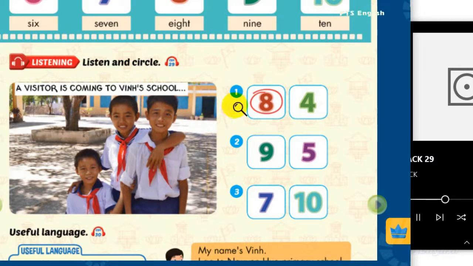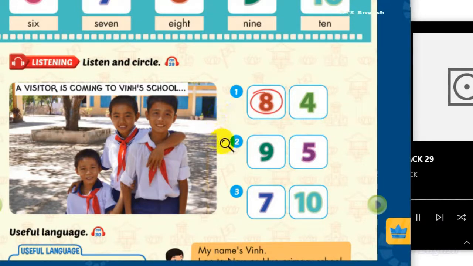Boys and girls, this is Mr. Blake. Hello. Hello. What's your name? My name's Vin. How old are you, Vin? I'm 8. Can you see the circle? This is an example. Now listen and circle.